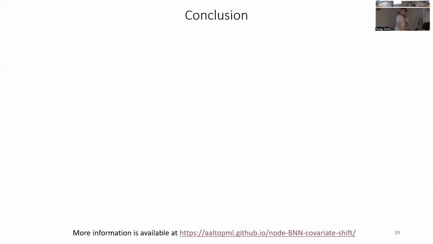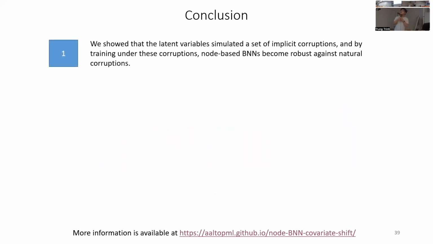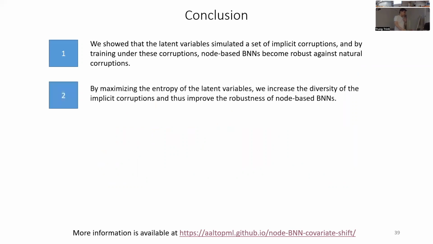So in conclusion, we have shown that the latent variable simulated a set of implicit corruption, and by training under this corruption, Neural ODE BNNs become robust against natural corruption. By maximizing the entropy of the latent variable, we increase the diversity of the implicit corruption and thus improve the robustness of the BNN.